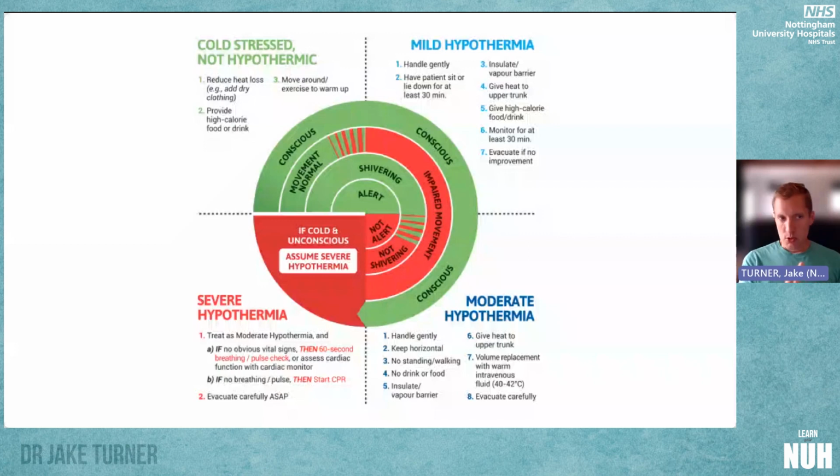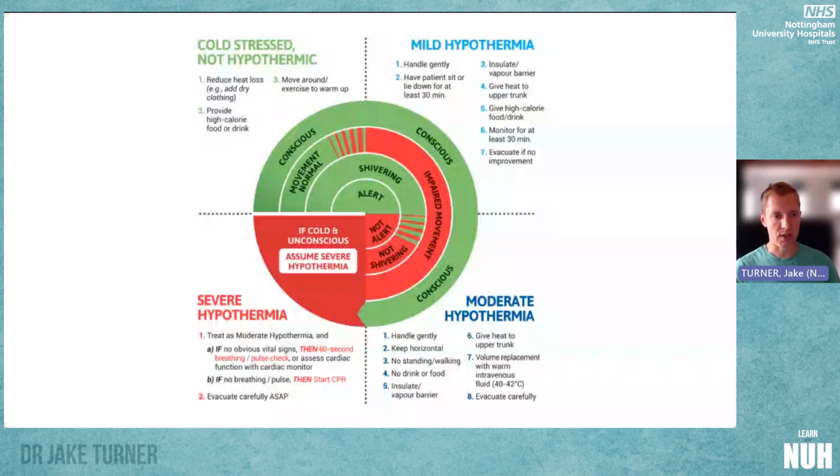So a cold patient who's not hypothermic, we've all been in this situation ourselves. You're alert, you've got normal movement, and you shiver. When you start to become mildly hypothermic, so that's 32 to 35 degrees, you start to lose that manual dexterity, but you can still shiver. And it's not until you become moderately hypothermic, so less than 32 degrees, that you start to drop off your GCS and your shivering function. And it's really when you get below 28 degrees, which is severe hypothermia, that it becomes really dangerous.